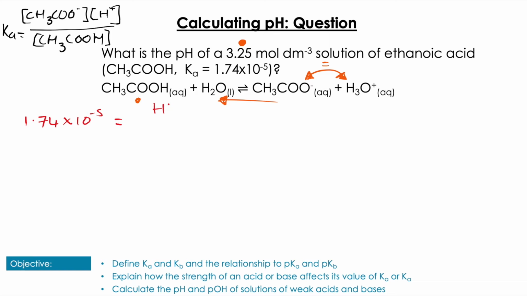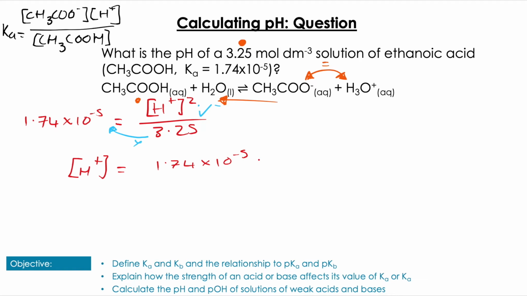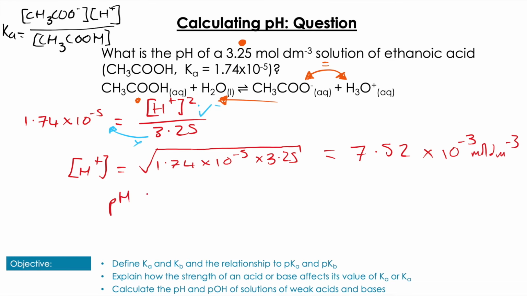Plugging that all in, then we get 1.74 times 10 to the minus 5 equals H plus squared over 3.25. Then we rearrange to find H plus, so we're going to multiply through by 3.25 and then take a square root of everything that's left to give us H plus equals 1.74 times 10 to the minus 5 multiplied by 3.25, all square rooted, and that's going to give us our H plus concentration, which is 7.52 times 10 to the minus 3 moles per decimeter. Obviously it's asking for pH, so take the negative log of that value we got for our H plus and we get 2.12.